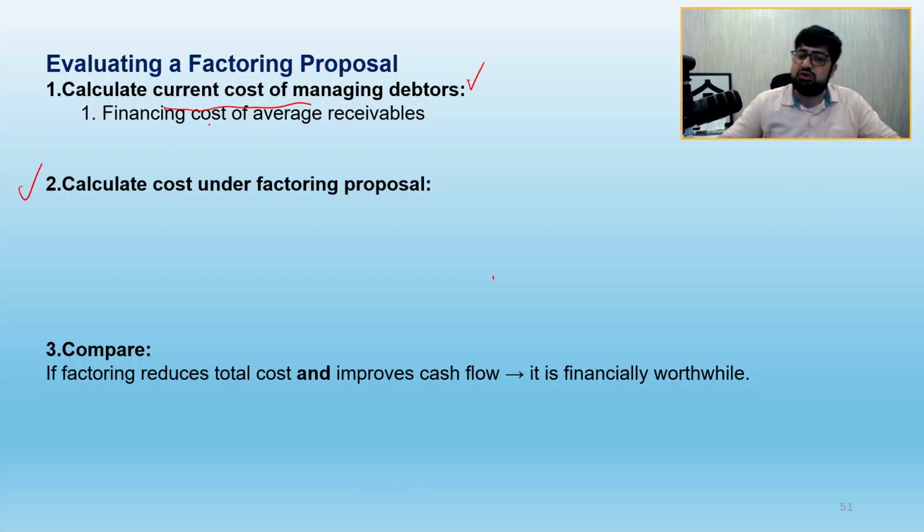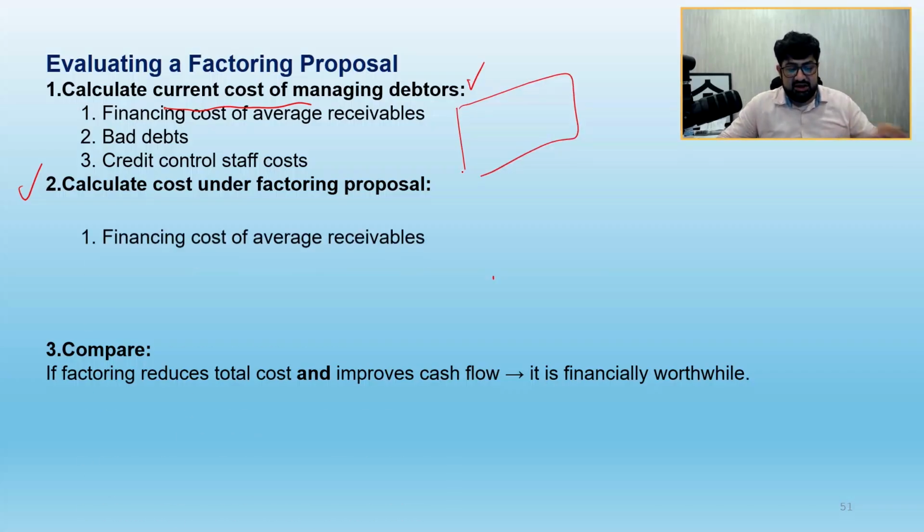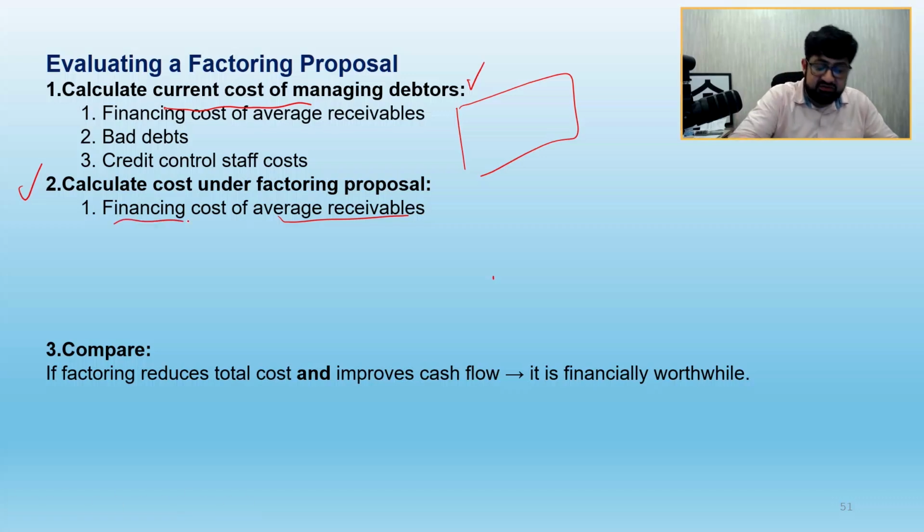So finance cost of average receivable, we calculate average receivables using the same formula. And then we calculate finance cost. And then what are the current bad debts? What are the administration or other costs related to the receivables? We calculate the sum of all these costs. And then we calculate cost under the factoring proposal. So revised receivables are calculated and their finance cost is calculated then.